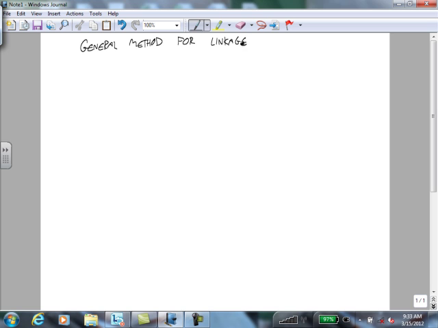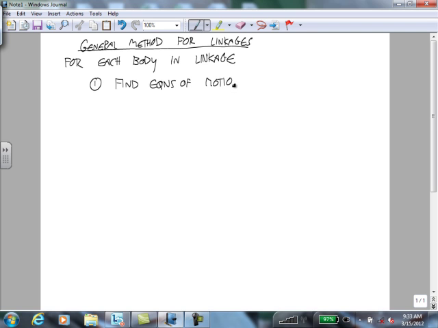So for each body in the linkage, find the equations of motion using Newton's second law and rotational Newton's second law. So this step one here is where you fit all those steps that I gave you just for a single rigid body. Okay.